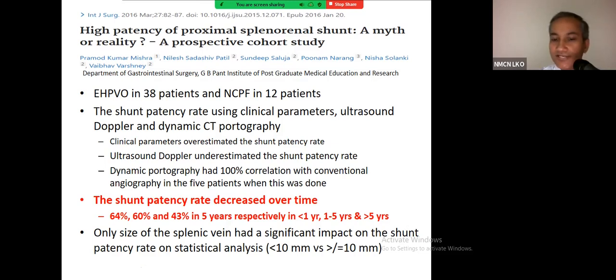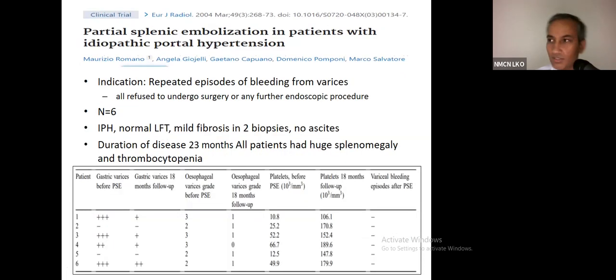But this particular study has shown that the patency rate decreases over time. So it is around 64% at 1 year and 43% at 5 years. So what are the other options which can be considered for splenomegaly in non-cirrhotic portal fibrosis?